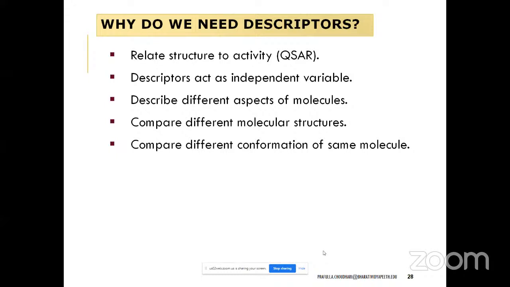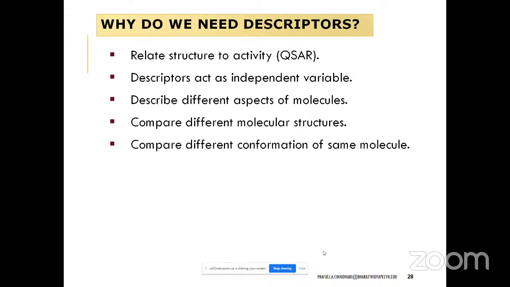They act as the independent variables, because when you see an overall QSR model, we have two variables over there, independent and dependent. Now, biological activity is dependent upon the physiochemical property, but the physiochemical properties are not dependent upon the biological activity. So the representation of the biological activity, physiochemical properties, are nothing but the descriptors. Then they can be actually independent variables.